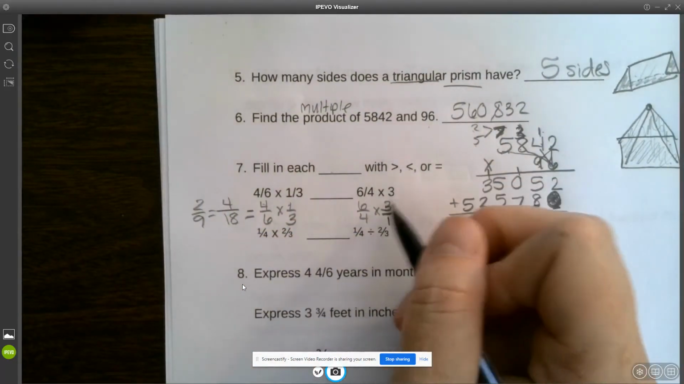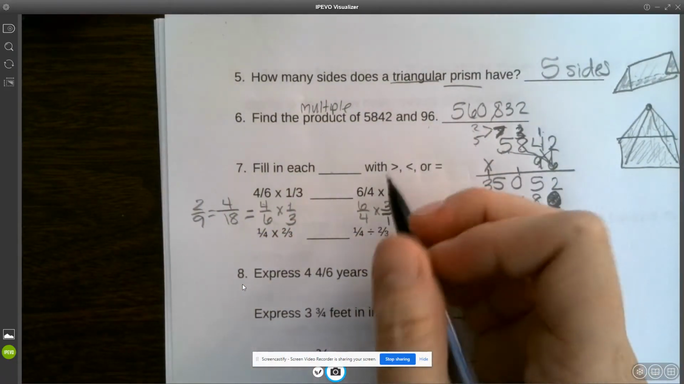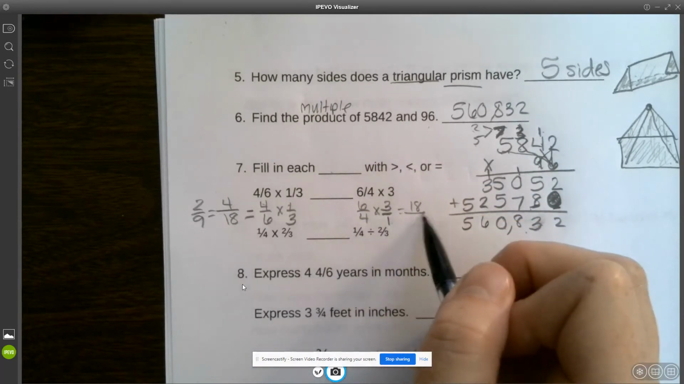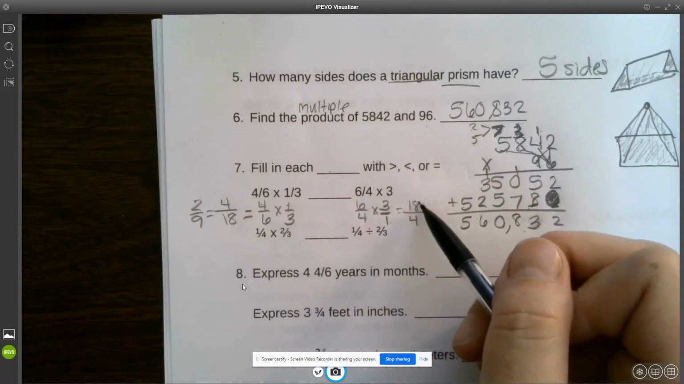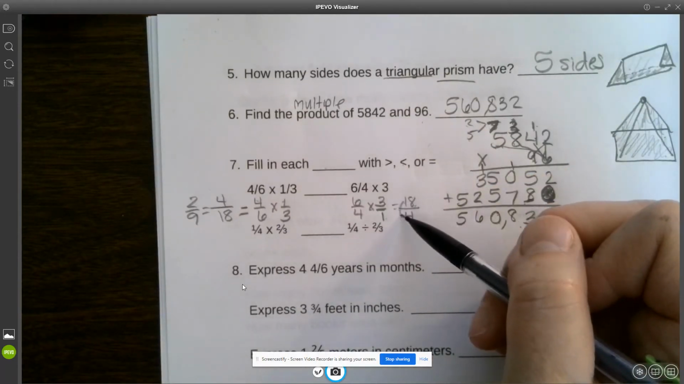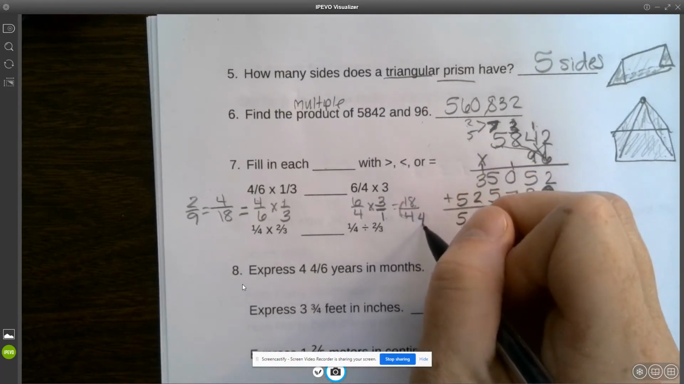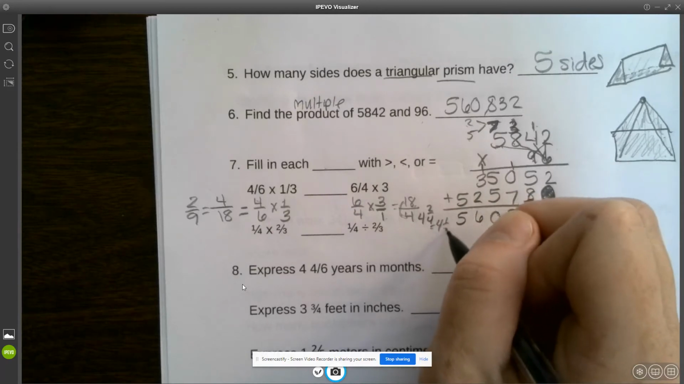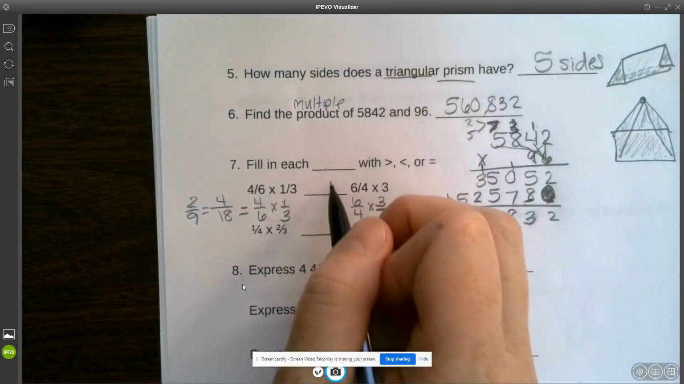I don't see any tricks where I can cross reduce here, so I'm just going to multiply across. 6 times 3 is 18. 4 times 1 is 4. This is an improper fraction. So to change it to a mixed number, how many 4s can I pull out of 18? Well, I can pull out 4. That's 16. And then I have 2 left, so it's 4 2/4, which is really 4 1/2, so clearly this side is bigger. So then I would put the greater than sign that way.